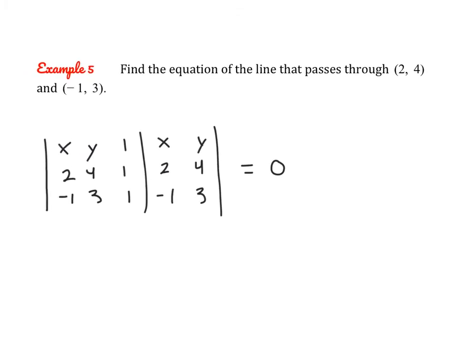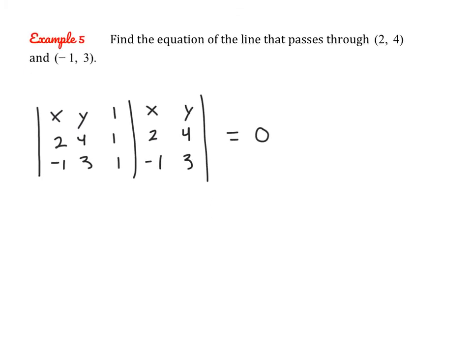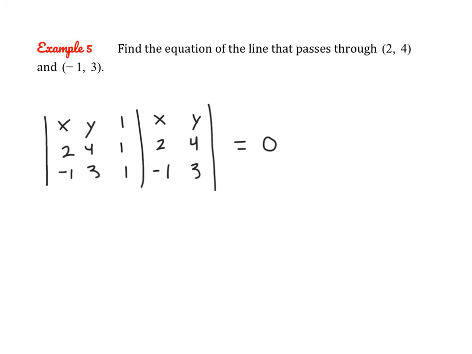Okay, so from here, I'm going to multiply across the diagonals. So I know it seems a little bit weird to do with variables, but it works in the same way. x times 4 times 1 is 4x. y times 1 times -1 is -y. 1 times 2 times 3 is 6. And then we subtract the other diagonals. Here we get negative 4, here we get 3x, and here we get 2y.